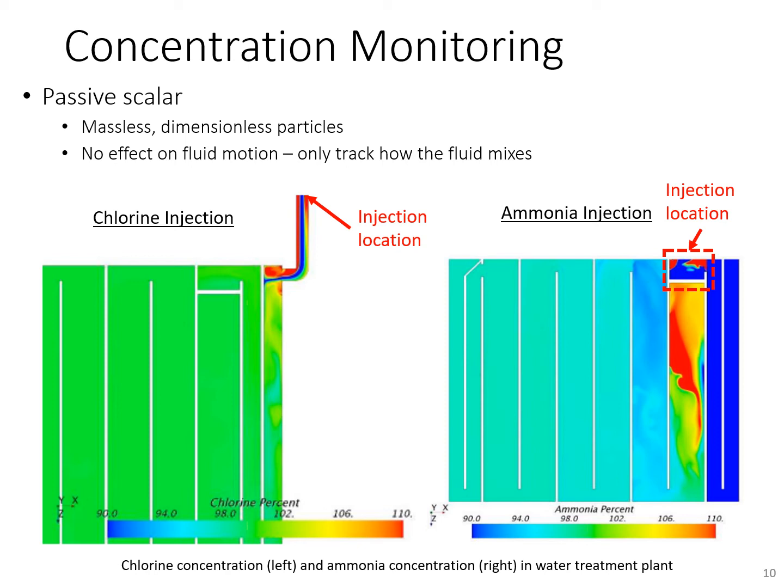In the examples provided, chlorine and ammonia were simulated to be injected at various locations in the clear well of a water treatment plant.